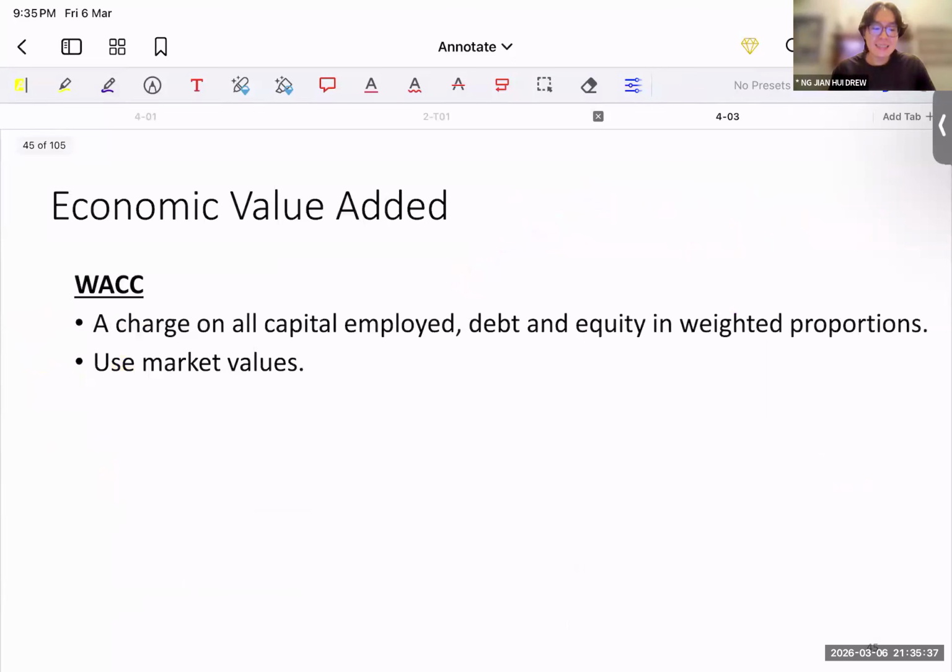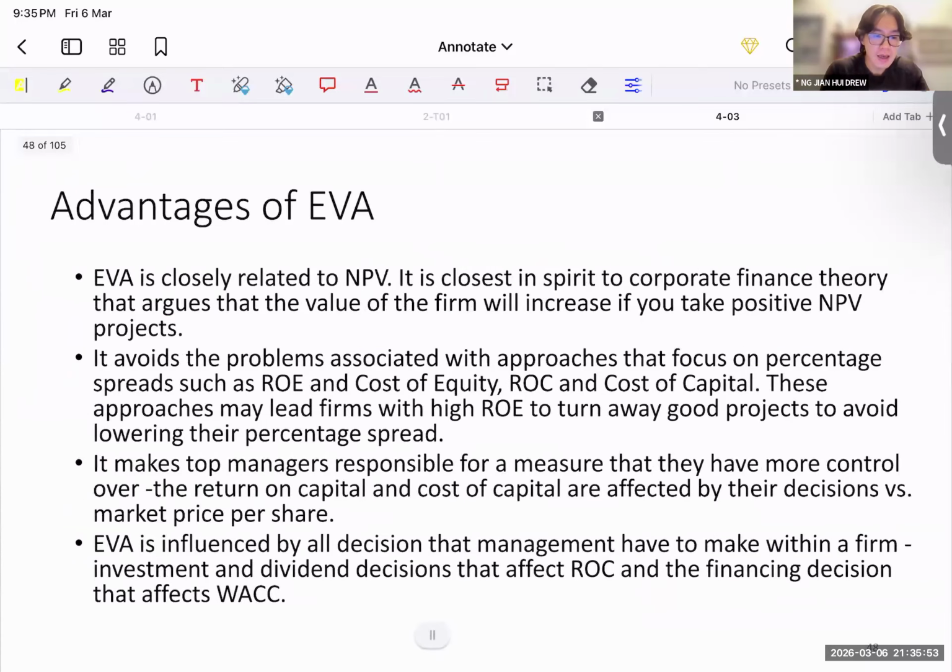Last but not least, WACC, nothing much to talk about. WACC basically uses market value, and in lecture 2, we dissected how to calculate WACC, right? Okay. So, advantages of our EVA.